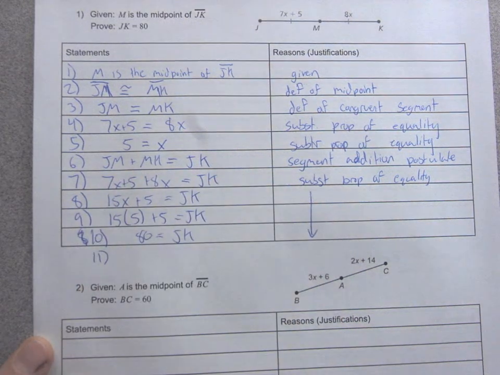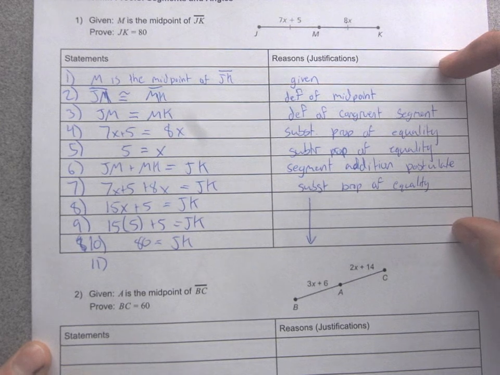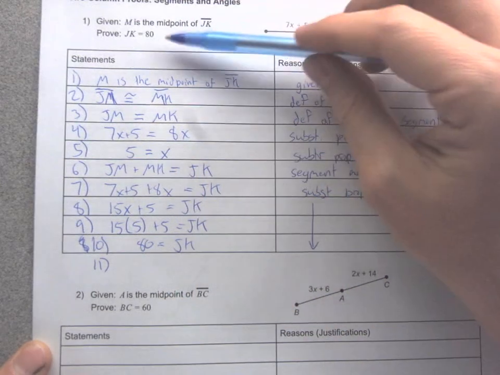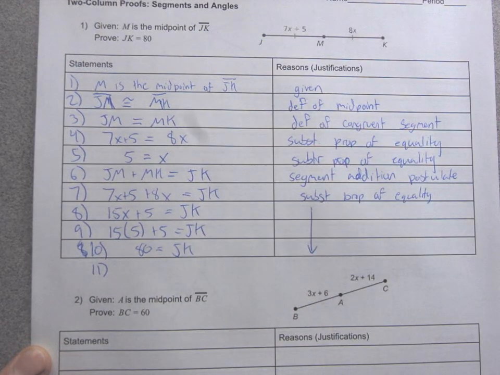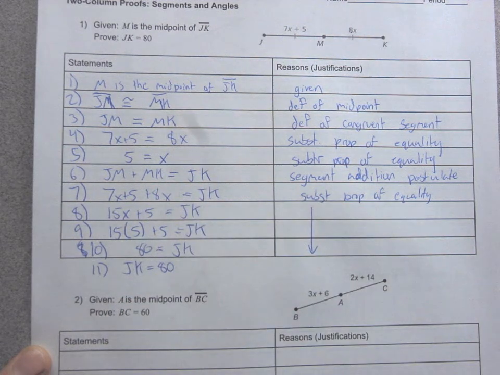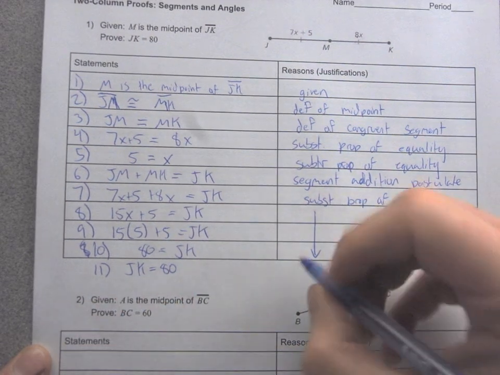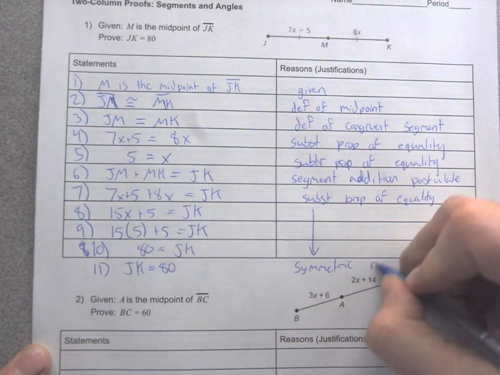All right, now it looks like we need one extra line. That's okay. I don't always know exactly how many lines these are going to take, so you may use fewer lines or more lines depending on the proof you're doing. This looks like we're going to have one more line because we almost proved what we wanted to. JK equals 80. Well, we have 80 equals JK, and we know that that is equivalent, but since this is an argument that we're trying to make and we're trying to justify each step, we're going to take one more step to reverse the order of those things, and that property is the symmetric property of equality.